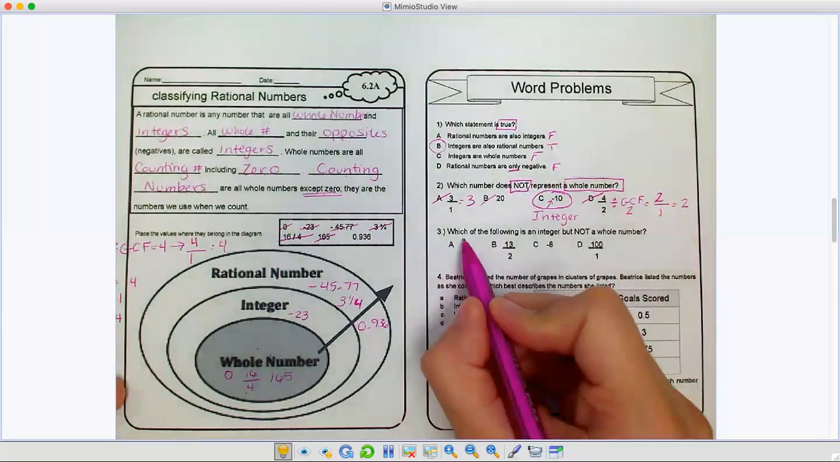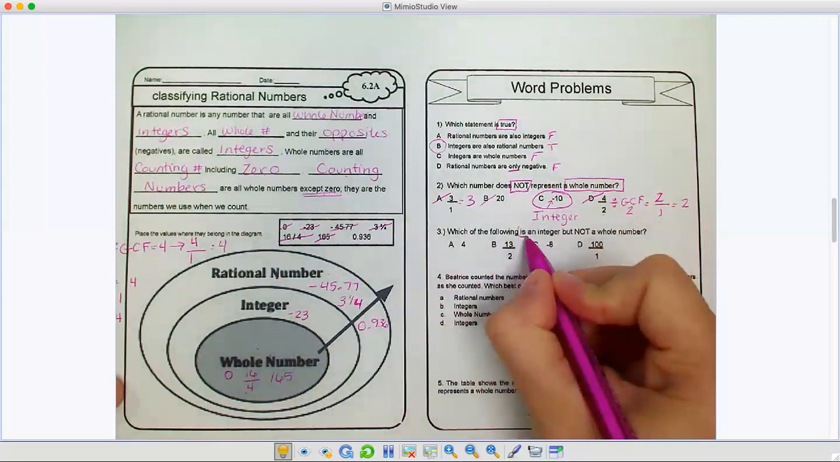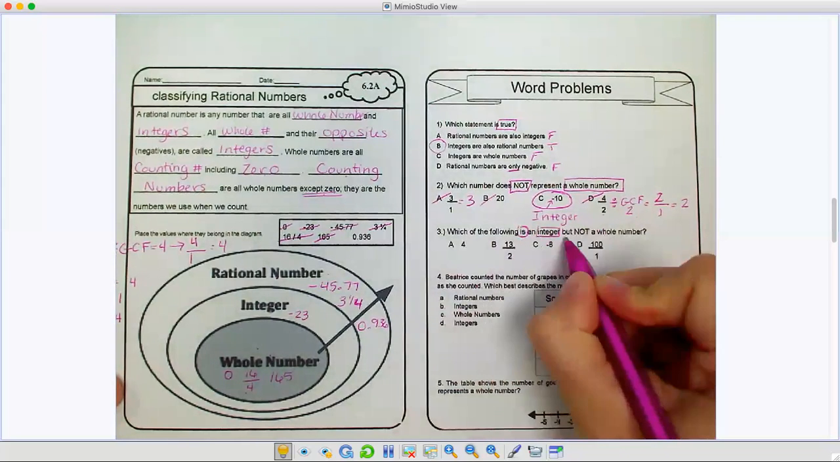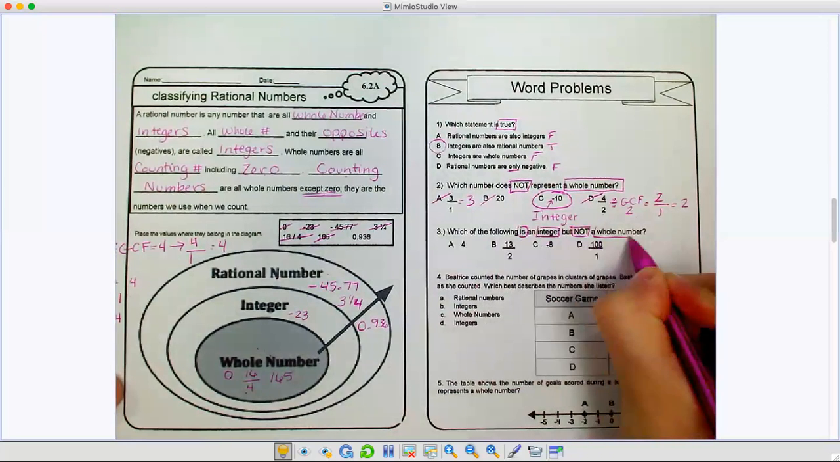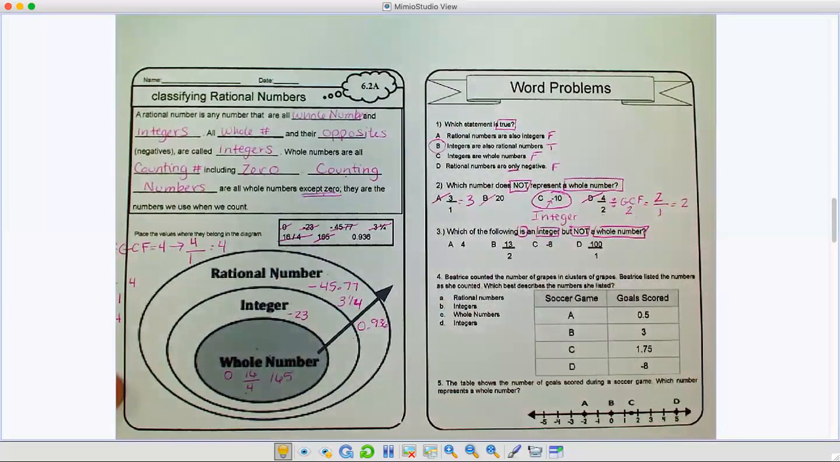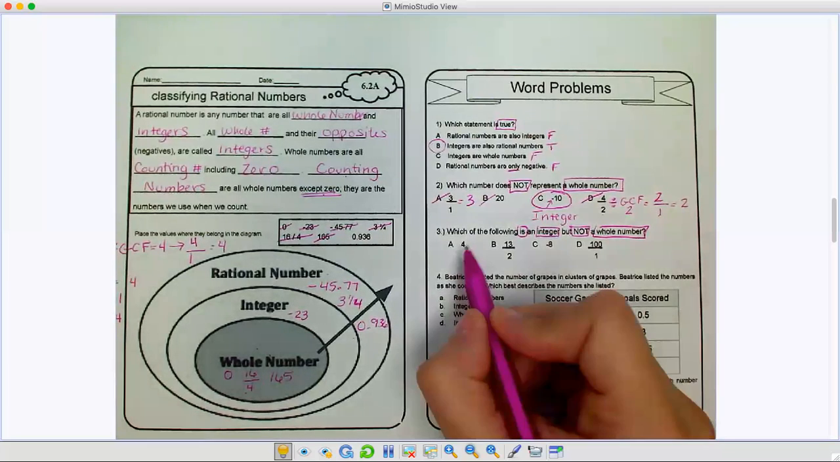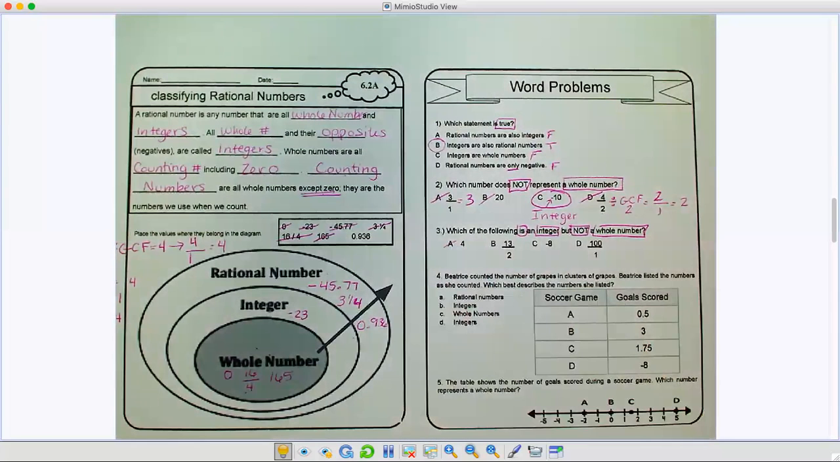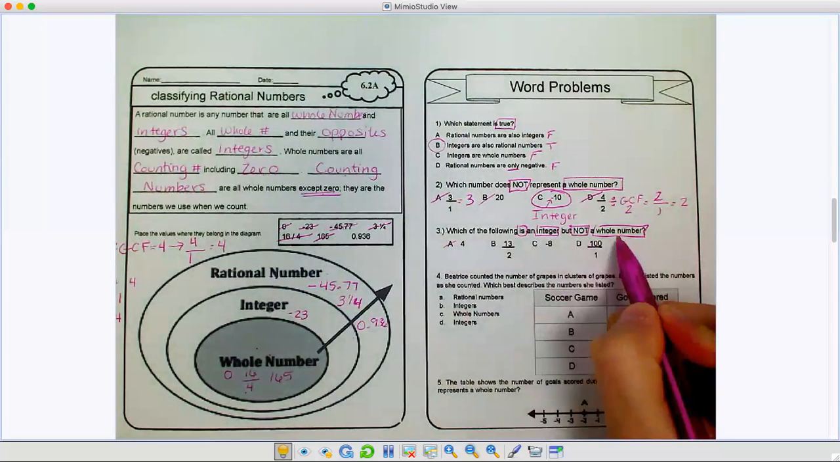It says, which of the following is an integer? So we've got that word is, but not a whole number. Okay? So we need to be careful. We need an integer, meaning positive or negative, and we need it to be a whole number. Now, remember, integers are positive and negative whole numbers, and whole numbers are all counting numbers, including 0. So letter A is a whole number because 4 is a whole number. We want something that is not a whole number.